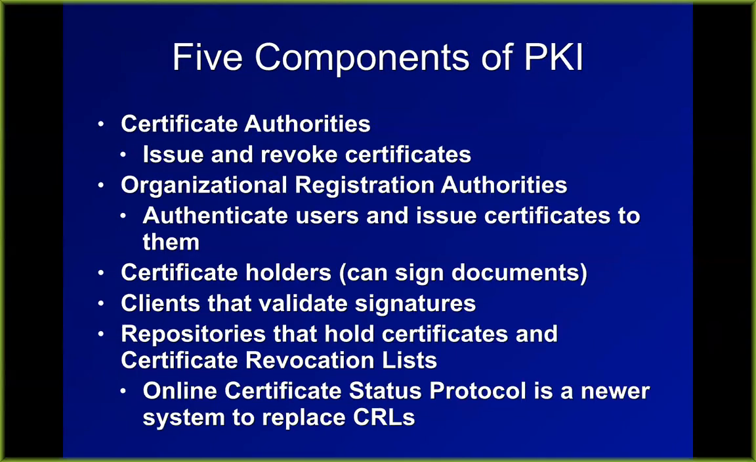So you have certificate authorities that issue these certificates and revoke them when they are no longer trustworthy because some secret has leaked. Then you have registration authorities that authenticate users and sell certificates to them. And certificate holders are typically companies like Google that run a server that's running HTTPS. Then you have clients that are running browsers, and they can validate signatures by using these public certificates. And the repositories hold the certificates, verify them on demand, and have certificate revocation lists to indicate which certificates should no longer be trusted. The CRL system is very old, and it doesn't work very well.